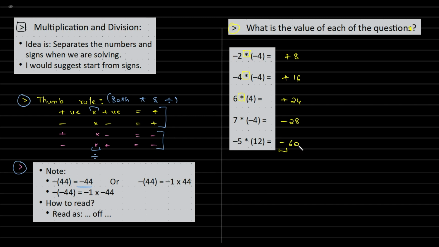Okay. So negative into positive is negative. Positive into negative is negative. Positive into positive is positive. Correct, correct, correct. So how did I get to know I made a mistake? I saw that I have a negative sign here and a positive sign here. So two different signs. I need to get a negative, but I've written positive. That's how I got to know.